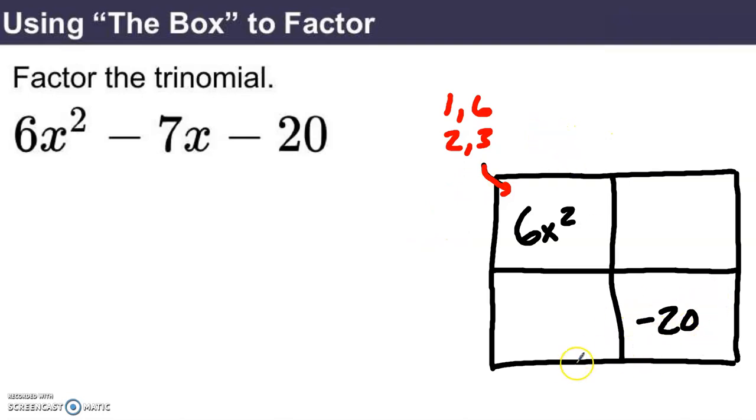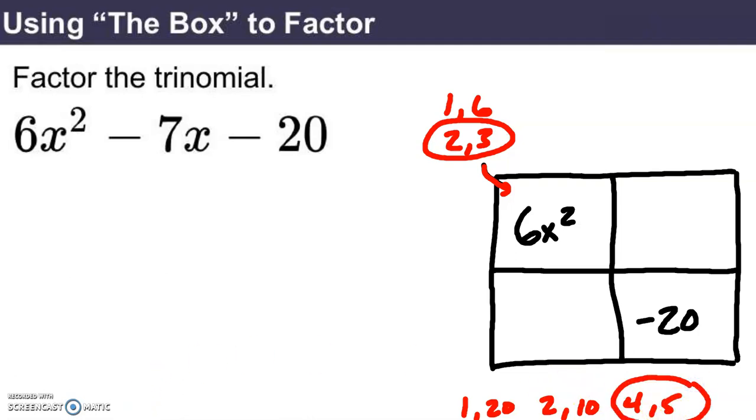I've also got options for 20. I could use 1 and 20. I could use 2 and 10. Or I could use 4 and 5. And I know the signs will have to be different to get negative 20. Folks, I can't really sugarcoat this. This is just a little bit of guess and check and trial and error. Let's just try it out. Let's pick a set. Let's try the 2 and the 3 here, and the 4 and the 5.